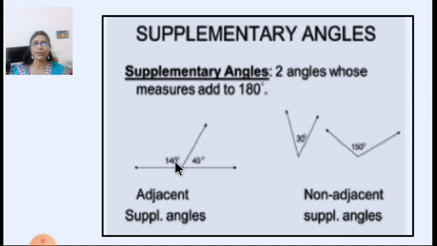angles, here 140 degrees is given and 40 degrees. When you add them you will get 180 degrees. They are adjacent. They have a common side and a common vertex.